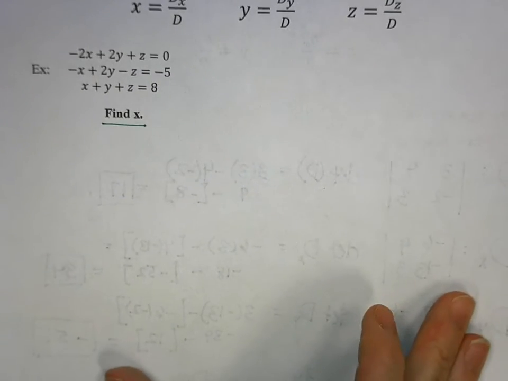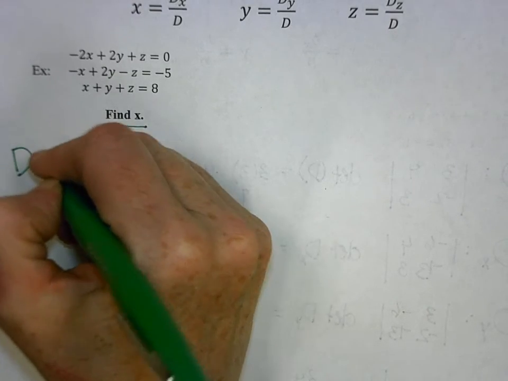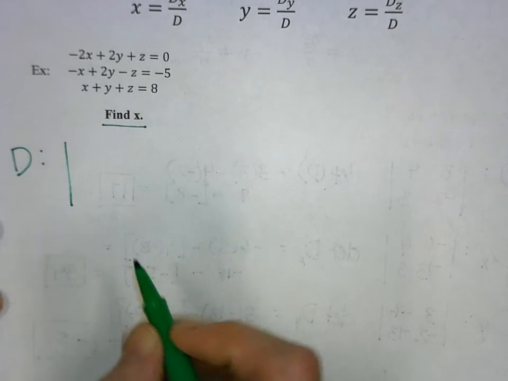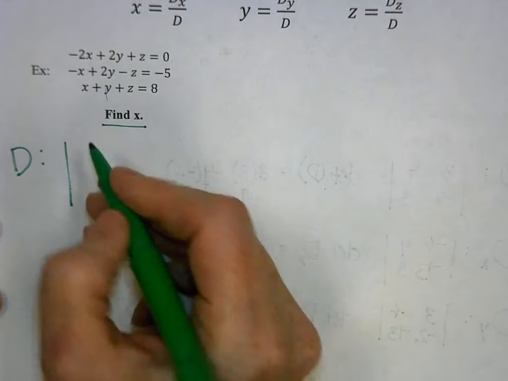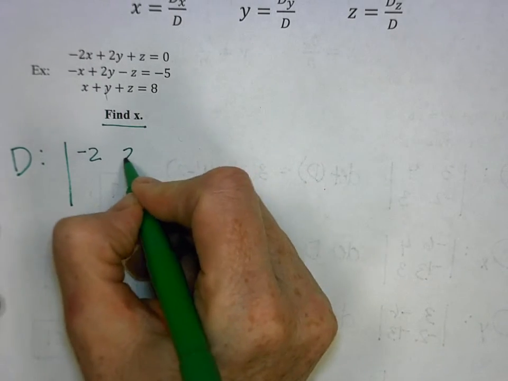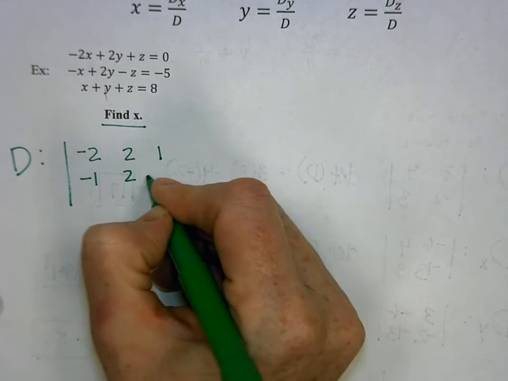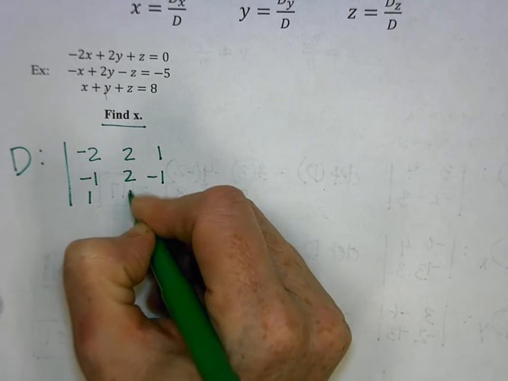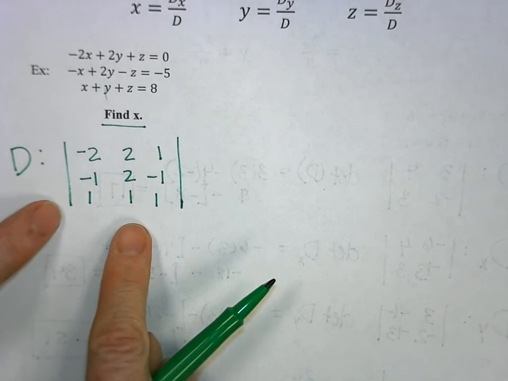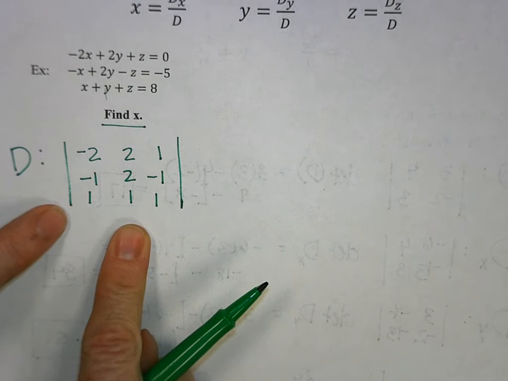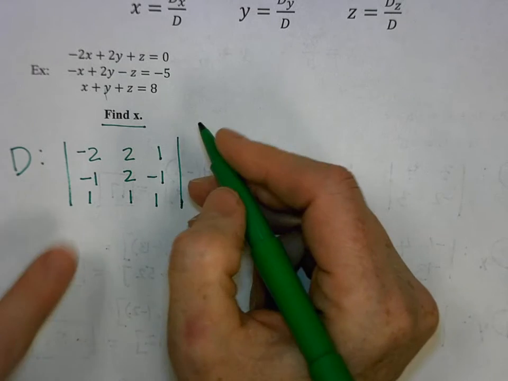So what do I need? I need the determinant D, and I need D of x. Okay, that's what we're going to do. So what is D? Well, let's write the matrix. Make sure everything is in order. X's, y's, z's, coefficients. And I have negative 2, 2, 1. Negative 1, 2, negative 1. 1, 1, 1. Remember, that is my coefficient matrix for D.